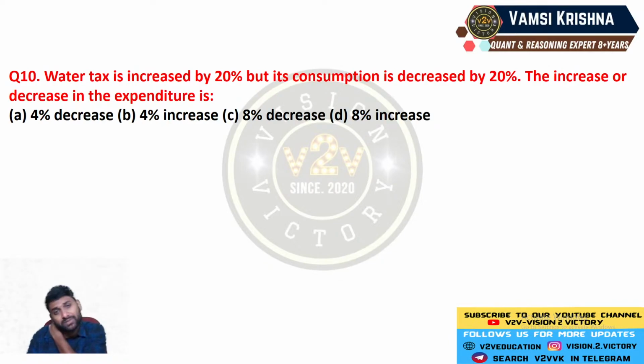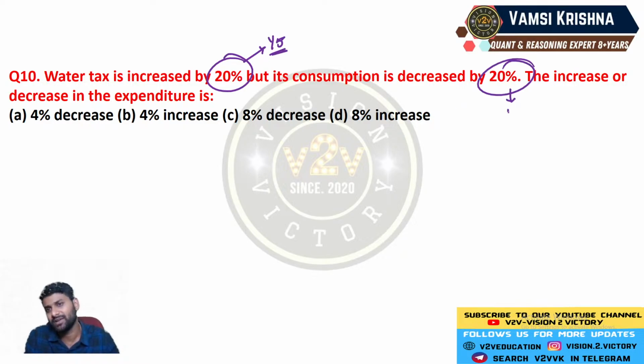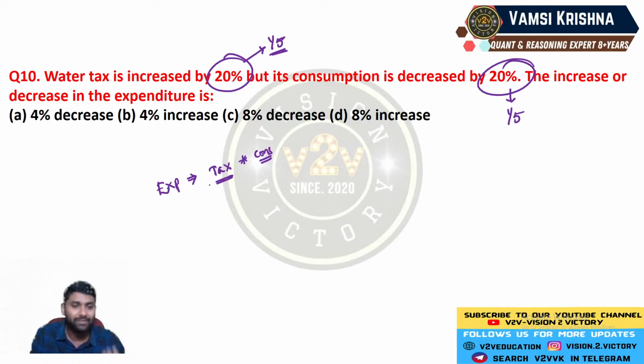Now see one more question from the percentages concept. See, everything depends on the concept and calculation. If you are good at both things, you can get the perfect answer within the time. Now see, here the water tax is increased by 20%. So you know that 1/5 of the value is the increase in water tax. And consumption is decreased by 20%. It is also 1/5 of the value. Then increasing, decreasing expenditure. Now in this question, you should understand how we are calculating expenditure. Here expenditure completely depends on tax multiplied by consumption. These two values decide the entire value of expenditure.